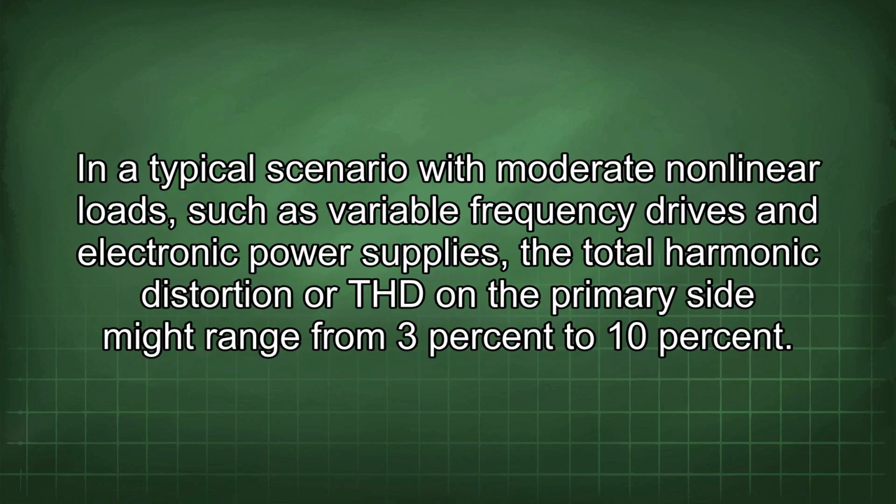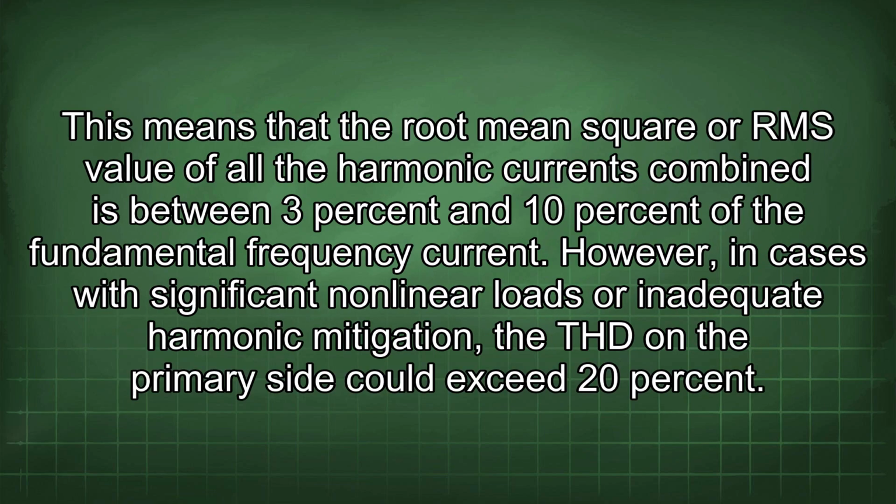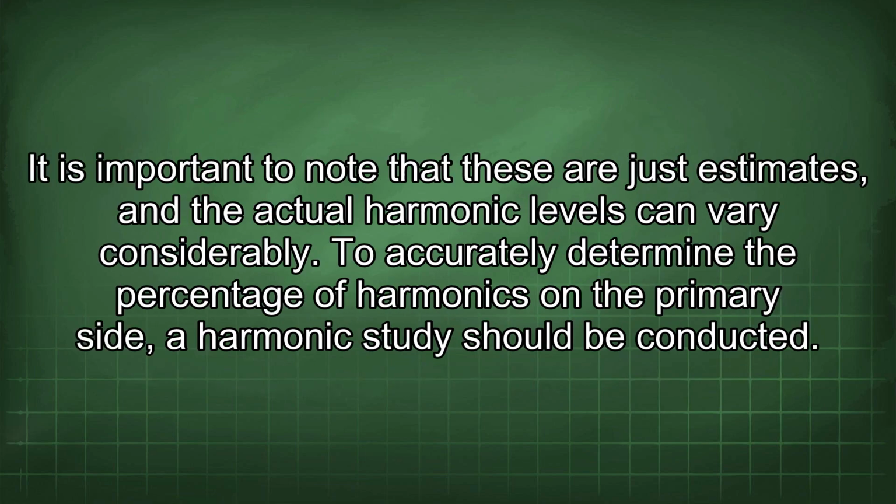In a typical scenario with moderate nonlinear loads, such as variable frequency drives and electronic power supplies, the total harmonic distortion, or THD, on the primary side might range from 3% to 10%. This means that the root mean square, or RMS, value of all the harmonic currents combined is between 3% and 10% of the fundamental frequency current. However, in cases with significant nonlinear loads or inadequate harmonic mitigation, the THD on the primary side could exceed 20%. It is important to note that these are just estimates, and the actual harmonic levels can vary considerably.